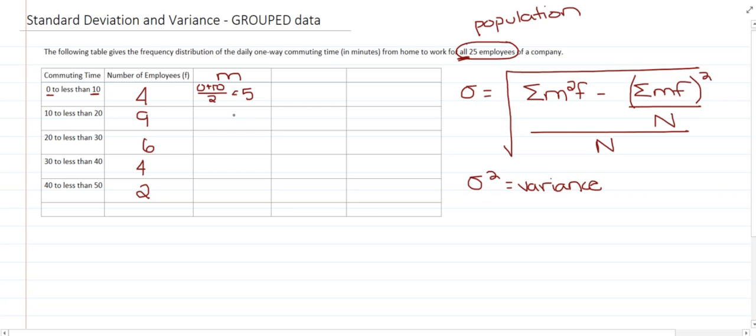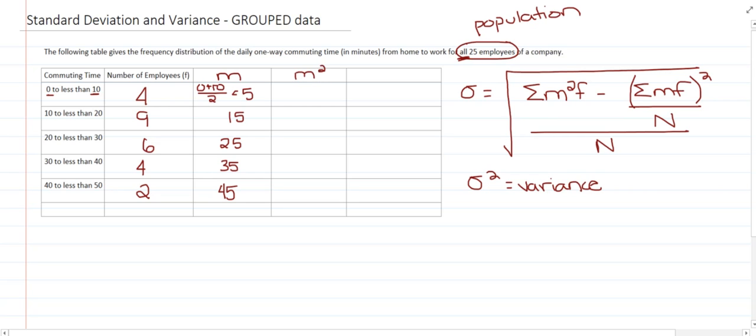Then the midpoint of 10 and 20 would be 15. The midpoint of 20 and 30 would be 25. The midpoint of 30 and 40 would be 35. And the midpoint of 40 and 50 would be 45. All right, so we have the midpoints. Let's go ahead and do the midpoint squared. All right, so we need a midpoint squared.